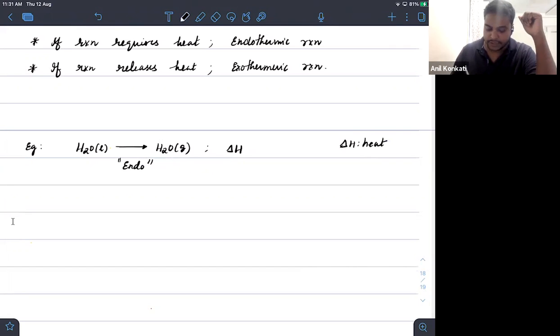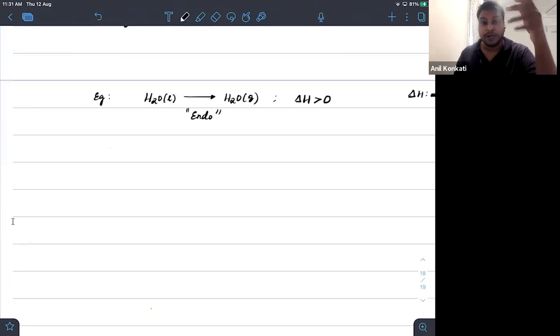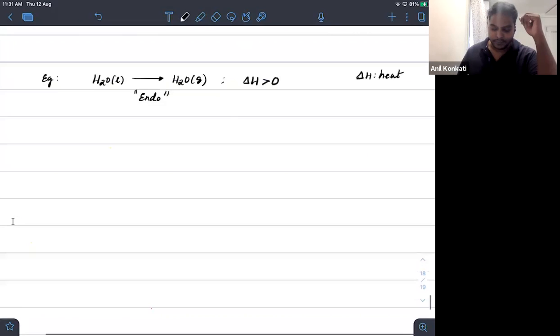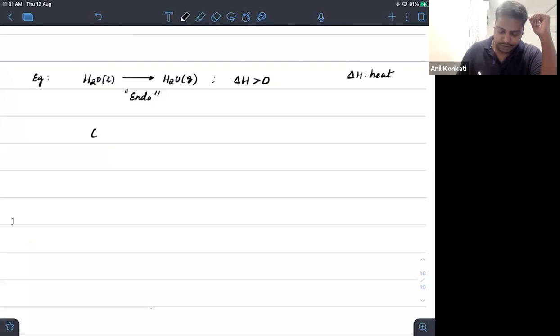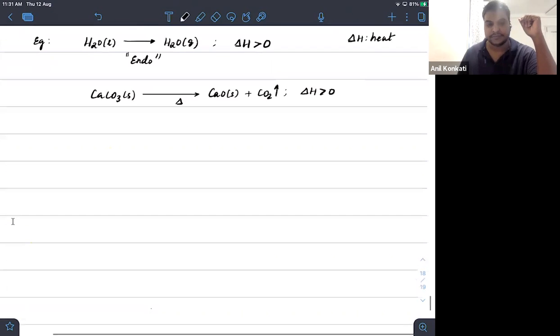So delta H, if delta H is positive, we say it is endothermic. And this is what will happen, right? Water को boil करना है तो क्या करेगा, आपको heat देना पड़ेगा ना. So it is taking away heat. The water is taking the heat and converting into gaseous state. Or if you take, for example, calcium carbonate, if you heat it, then it will become calcium oxide plus carbon dioxide, which means heat is being used here. So delta H is greater than 0.